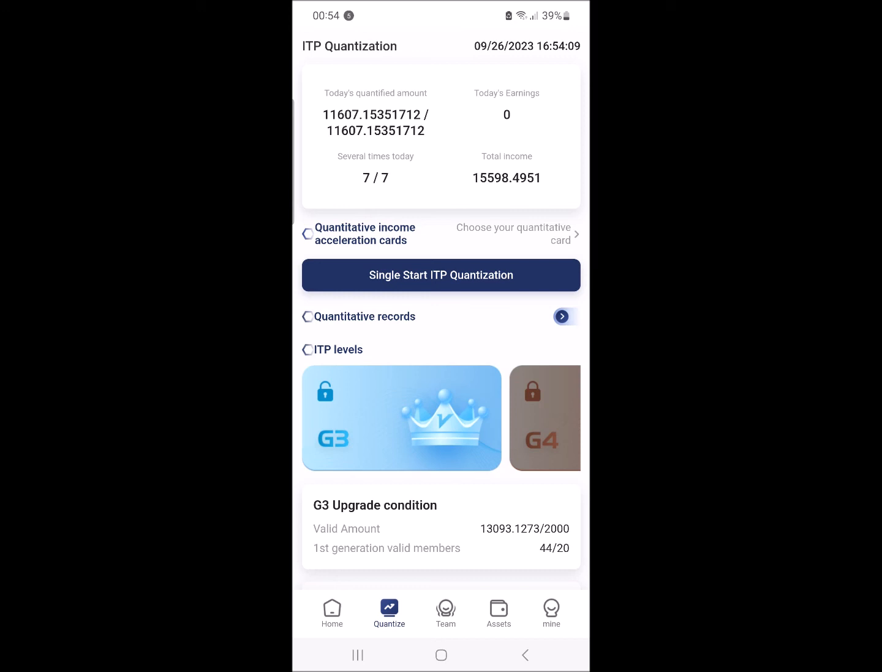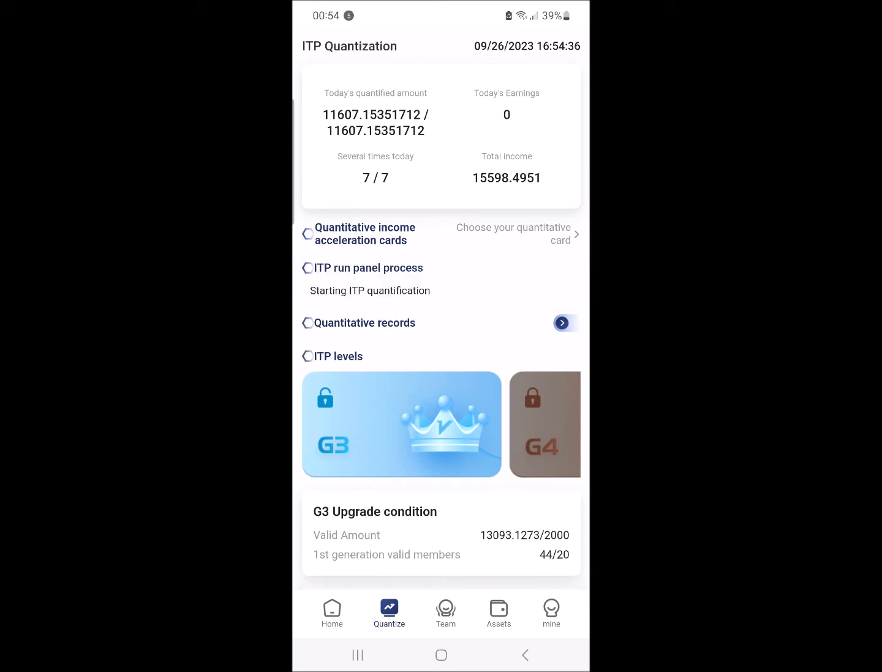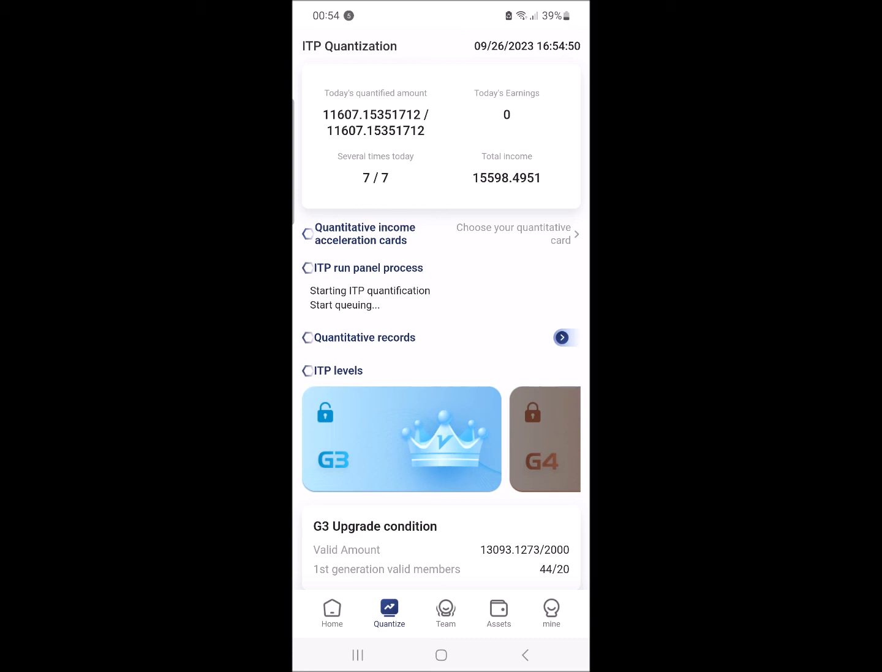So I've actually got 7 at the moment, and the amount that I will be trading on today is $11,607, which you can see just above that. Now, just above the middle, you'll see a big blue button which says Single Star ITP Quantization. I'm going to press on that. It says starting up ITP quantification. This is the method of trading that ITP uses. It uses artificial intelligence to do that, which we'll look at as we go through.